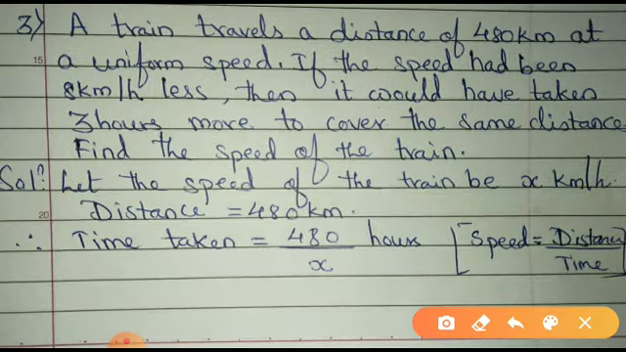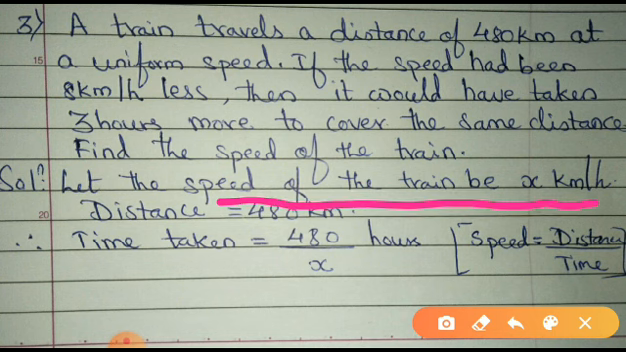So what we have taken is, let the speed of the train be x kilometer per hour and distance is given to be 480 kilometer. Now speed I have, distance I have, so can I calculate the time taken? Time taken will be 480 by x, because speed is distance by time. That means my time will be distance by speed. So distance is 480 and speed is x, and hence you will get the answer as 480 by x hours.